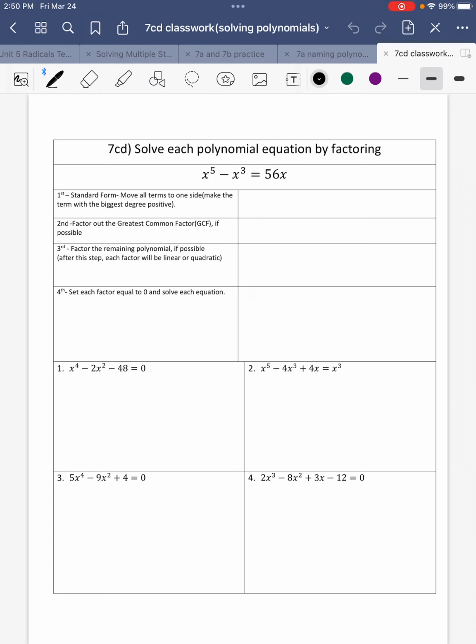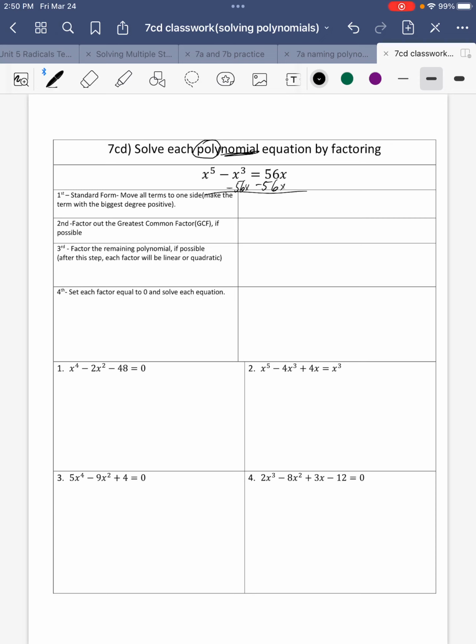Welcome to 7C, 7D. 7C is actually factoring, 7D is solving. So we're going to do this all together. So solving polynomials. Polynomials just mean many nomials, terms. So we have many terms. We do have special cases, which is what kind of polynomials, like if they're a monomial, binomial, trinomial, and that's 7A and 7C, 7B.